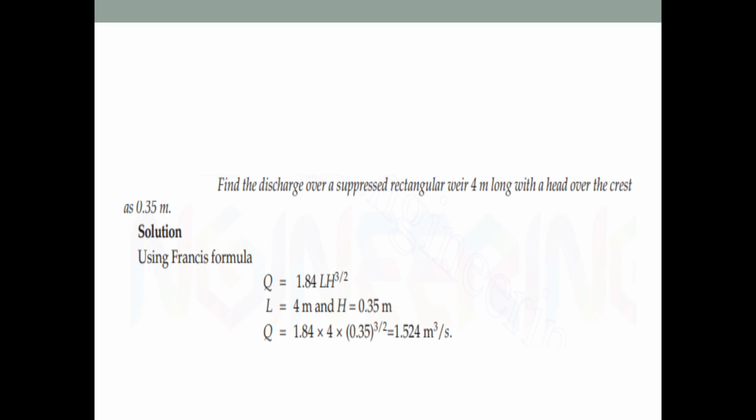Find the discharge over a suppressed rectangular weir, which is 4 meter long, with a head over the crest of 0.3 meter. We have already learned the Francis formula. This is a suppressed rectangular weir, right? The length will be equal to the width of your channel. So Q is equal to 1.84 L H power 3 by 2. L is 4 meter and H is 0.35 meter, and we substitute and get the value. You know very well the unit of Q is meter cube per second.